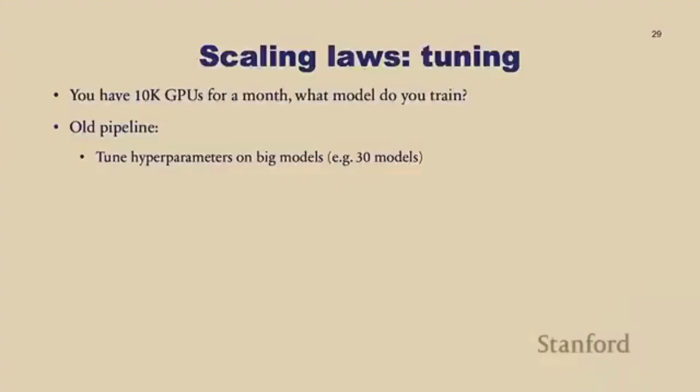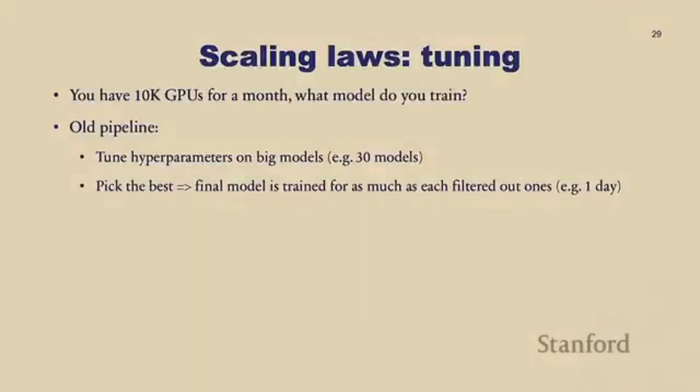The old pipeline, which was basically you tune hyperparameters on the big models. So let's say I have 30 days. I will train 30 models for 1 day each. I will pick the best one, and that will be the final model that I will use in production. That means that the model that I actually used was only trained for 1 day.